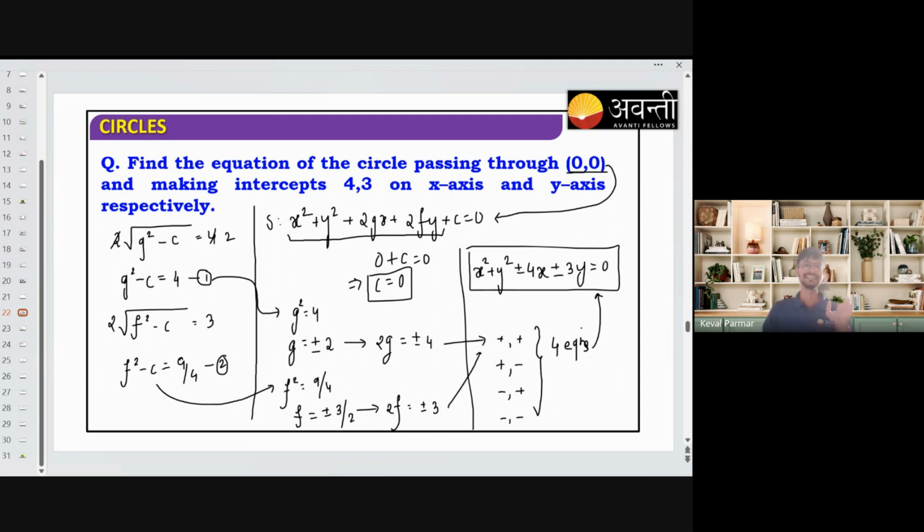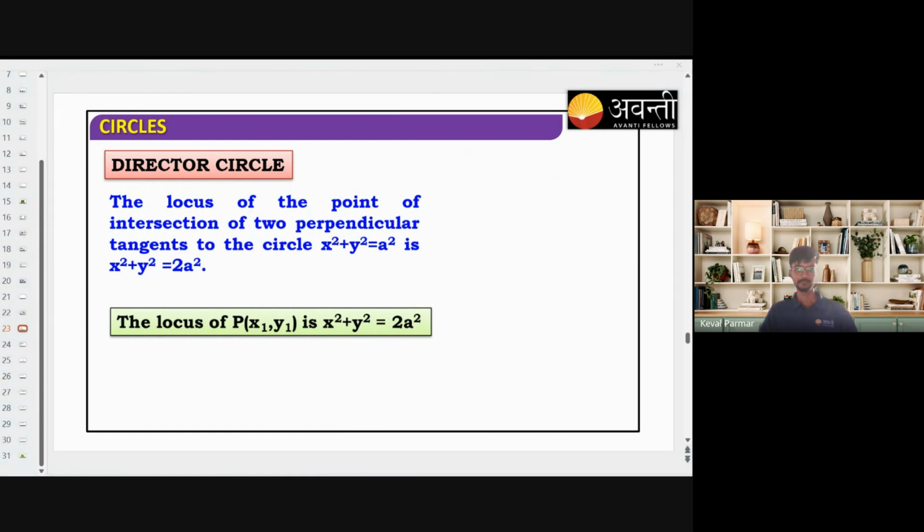That will be making intercepts 4 and 3 on the x-axis and y-axis. Correct, guys? Is it clear? Give me a thumbs up if it's clear. Okay. Thank you. Chalo, let's see the next question. Not the next question, next concept. It's the concept of director circle.